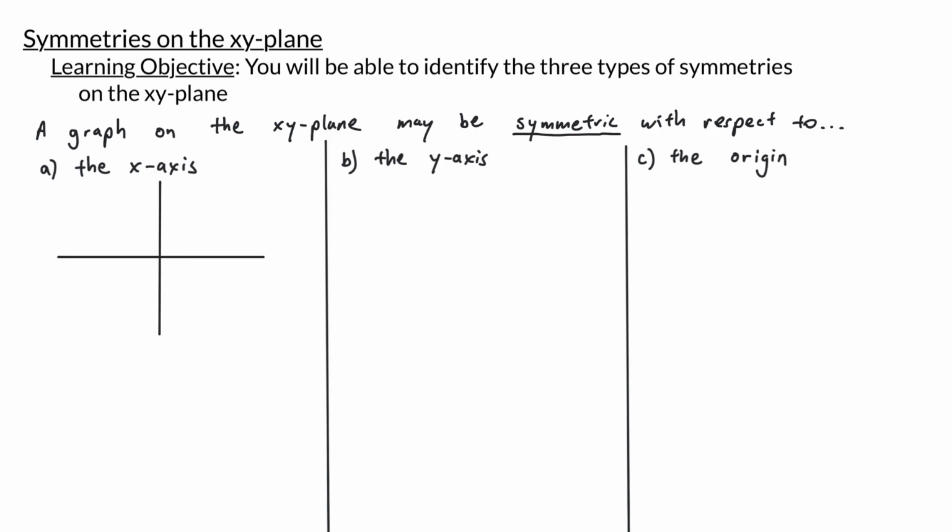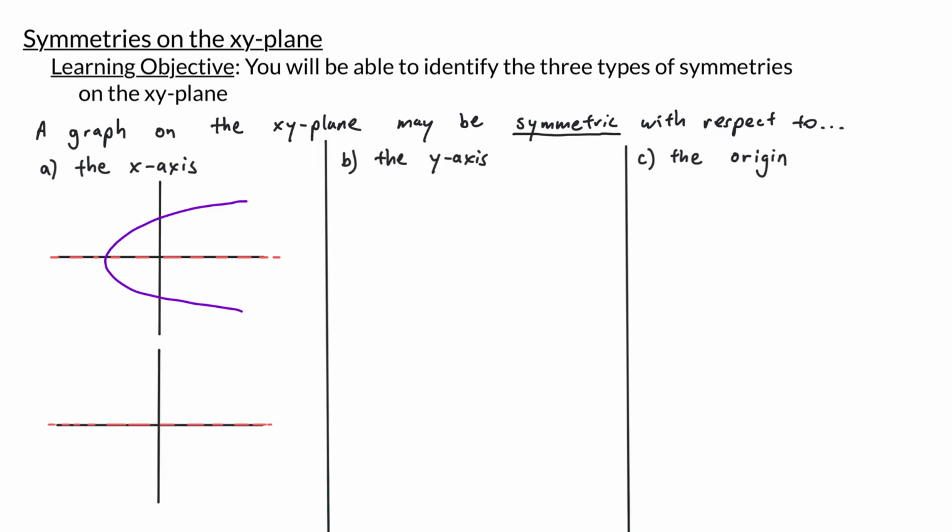We say that a graph is symmetric with respect to the x-axis if the x-axis acts as a mirror for our graph, meaning points that show up on one side of the x-axis are reflected onto the other side. An example of a graph with symmetry with respect to the x-axis would look something like this. Any point that we have on one side of the x-axis has a mirror image on the other side of the x-axis. If we take this point here and look across the x-axis, we have its mirror image on the other side. Let's take a look at another example.